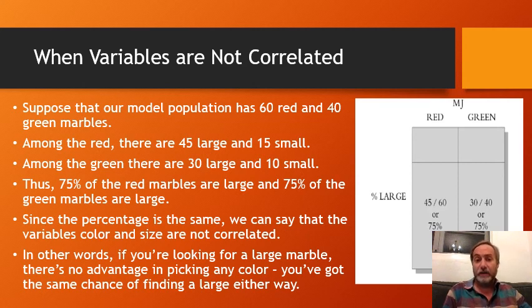If you need to convince yourself of that, you can do a little math: divide 45 by 60 and divide 30 by 40. Since in either case the percentage of large is the same for each value of color, we can say that the variables color and size are not correlated. In other words, if you're looking for a large marble, there's no advantage in picking any color over another. You've got the same chance of finding a large one whether you pick from the greens or from the reds.